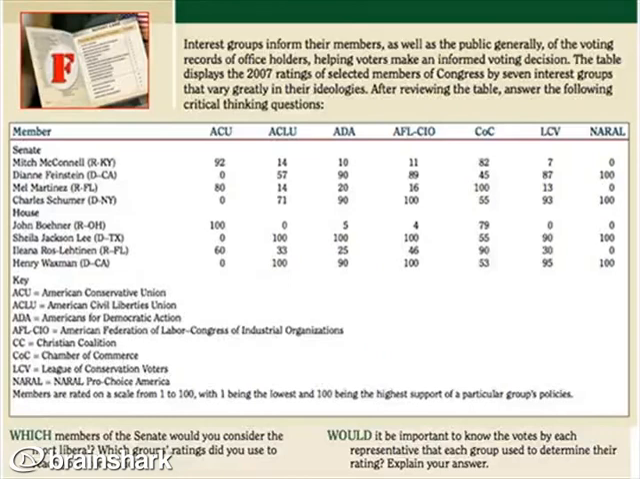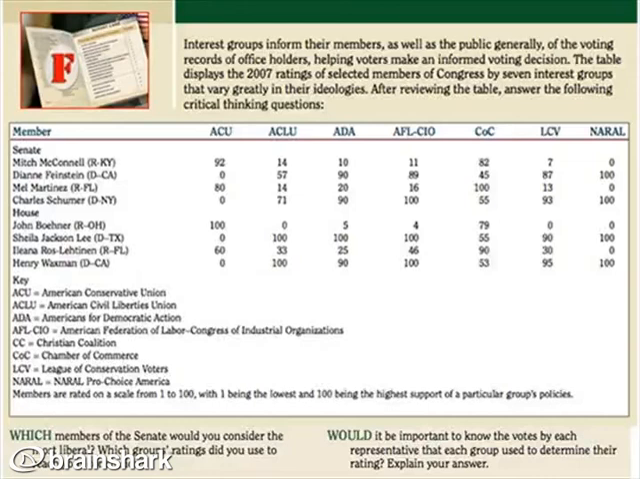Another thing they do is give report cards. Look at this, the ACU, the ACLU, ADA, the NRA, they actually give grades to members of Congress to let their members know not to vote for them or to vote for them. That's really powerful. The NRA has a very powerful grading system. The Christian Coalition used to in the 1980s and 90s.